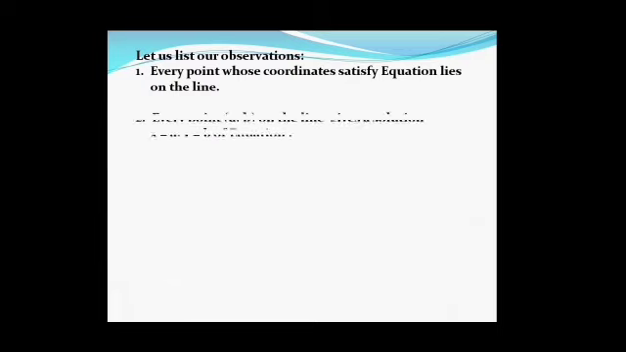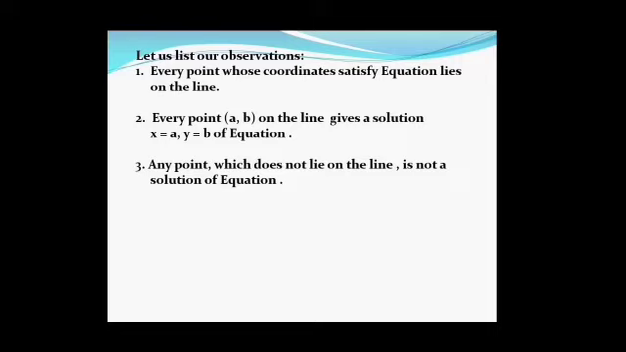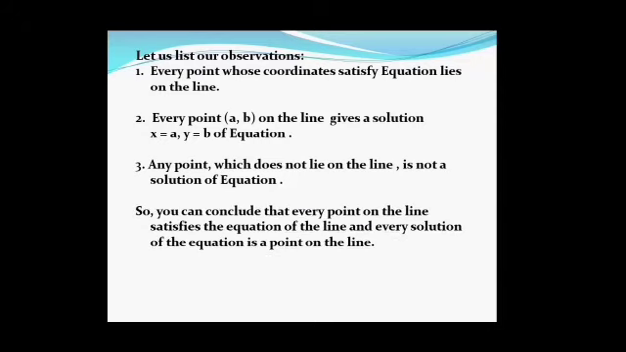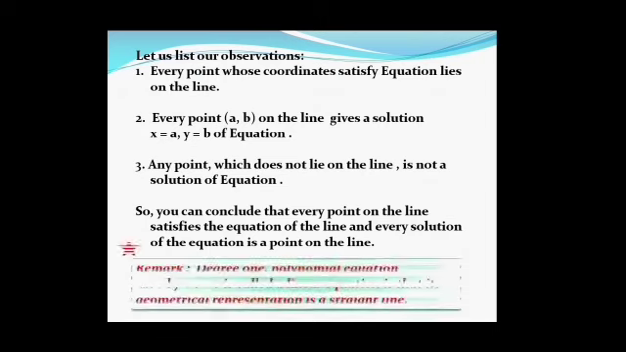Let us list our observations. First, every point whose coordinates satisfy the equation lies on the line. Second, every point (a, b) on the line gives a solution x equal a and y equal b of the equation. Any point which does not lie on the line is not a solution of the equation. So you can conclude that every point on the line satisfies the equation of the line, and every solution of the equation is a point on the line.